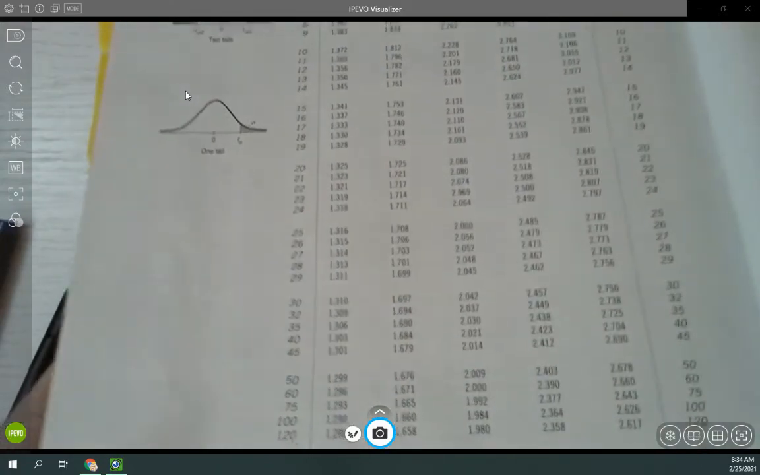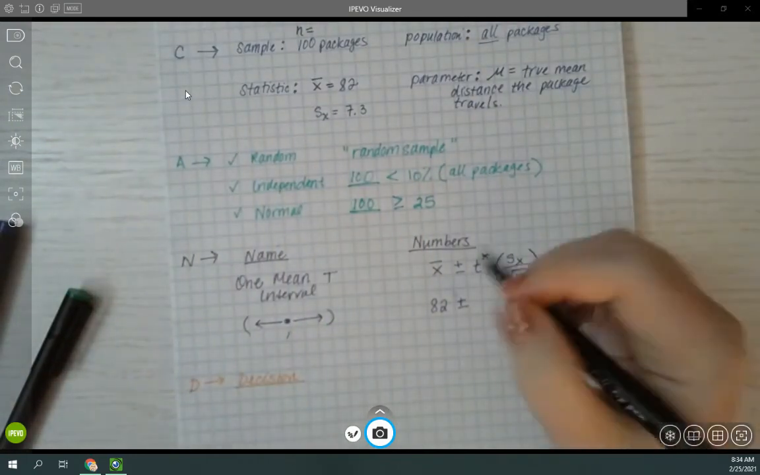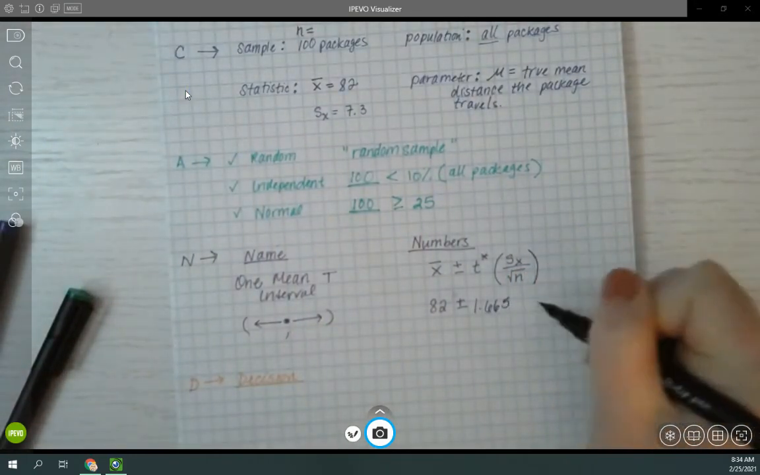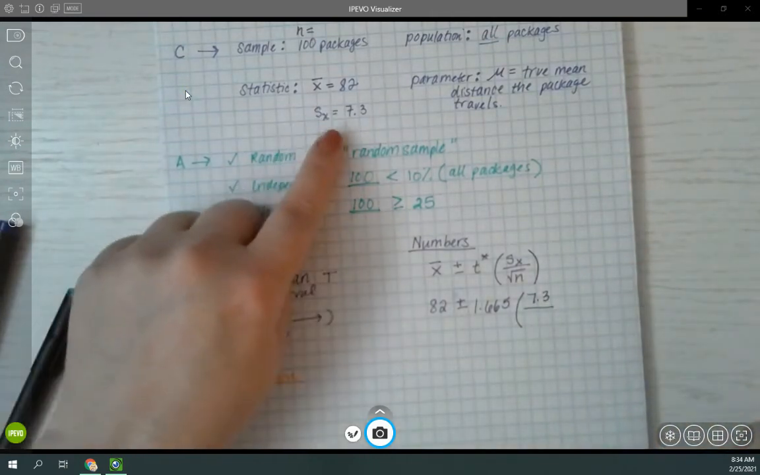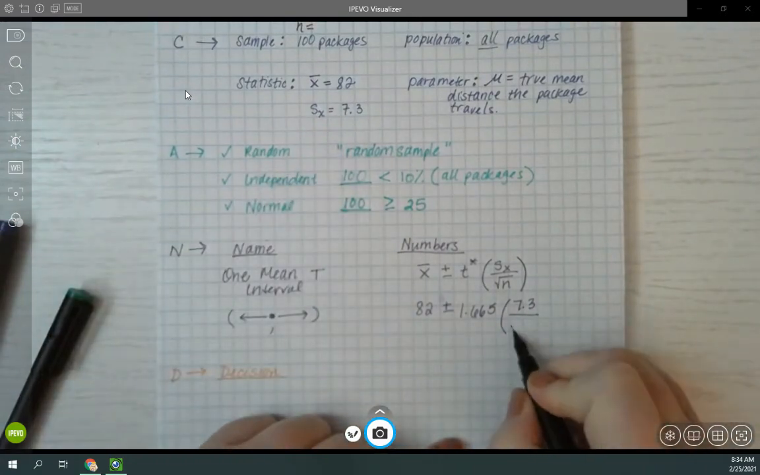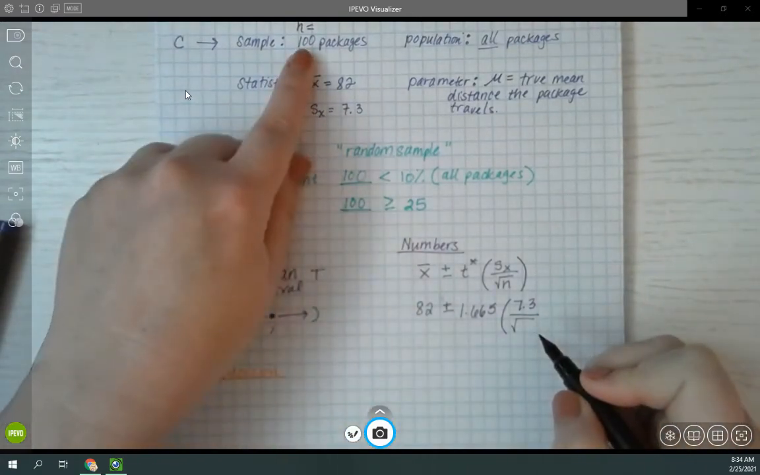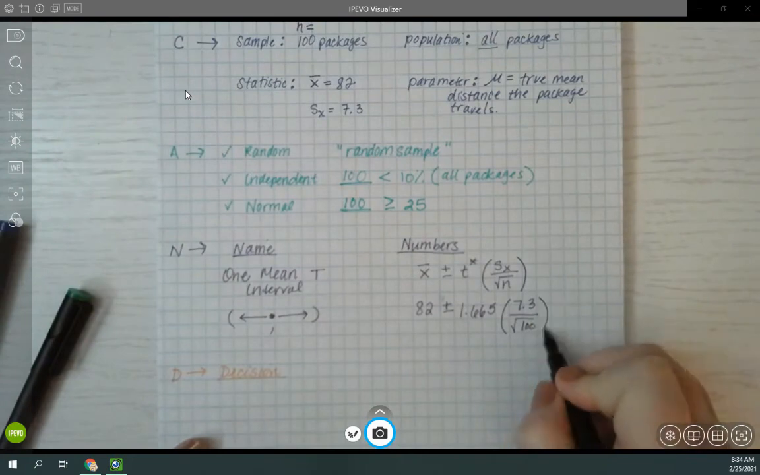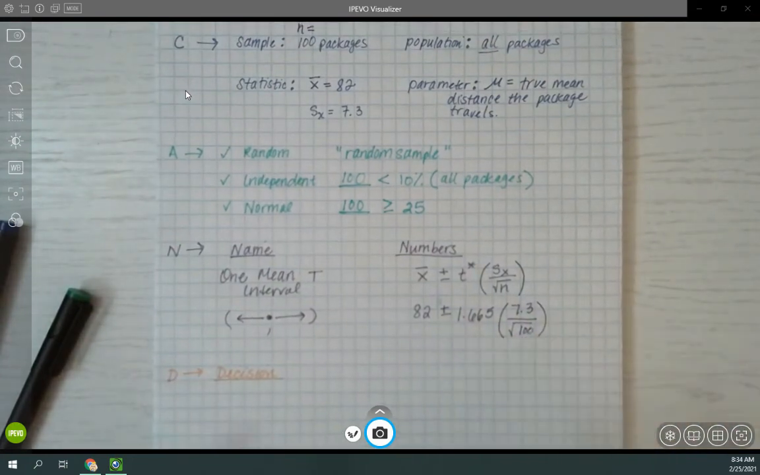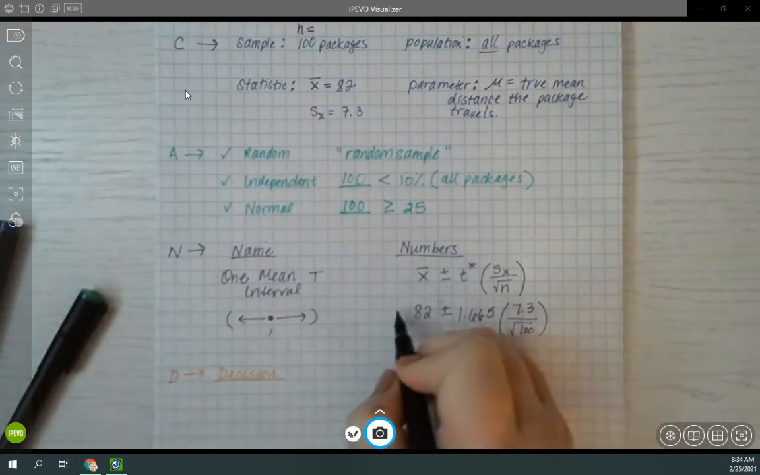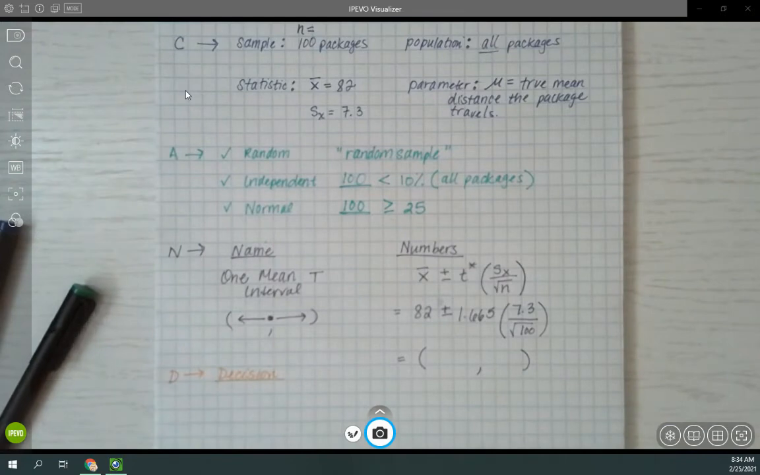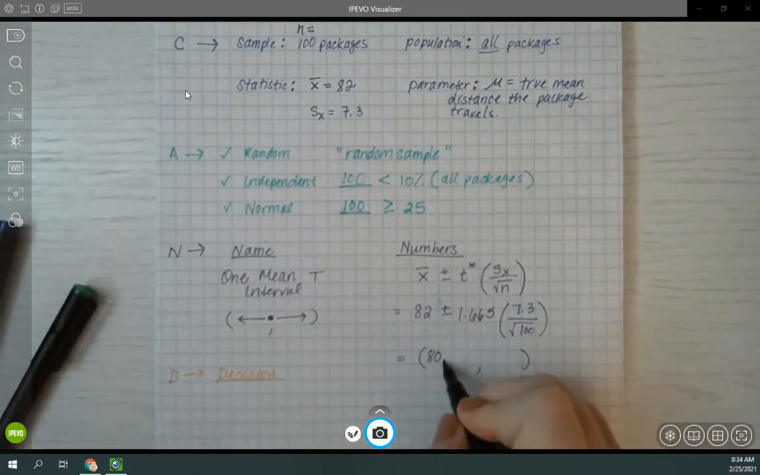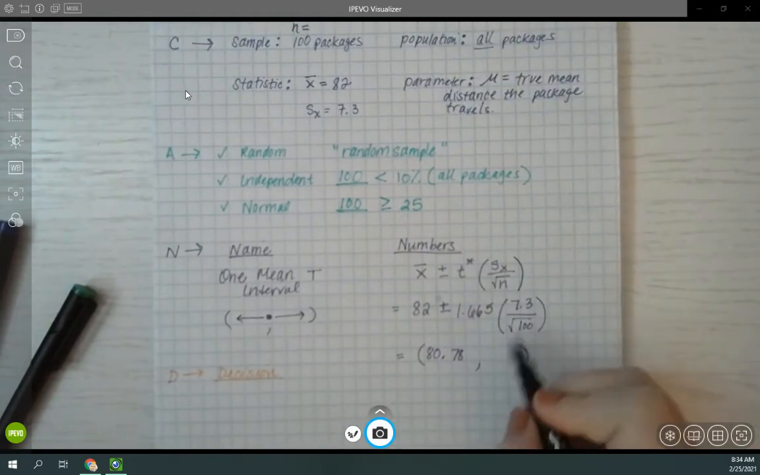1.665. So that T star is 1.665. Open up the parentheses. S of x is 7.3. That's up here. And then a big square root sign with the letter N. N is 100 for the number of packages. This is how much you need to show to get credit for your work on the AP exam. And then I'm going to use my handy dandy magic of the calculator. And my two numbers are 80.78 and 83.21.